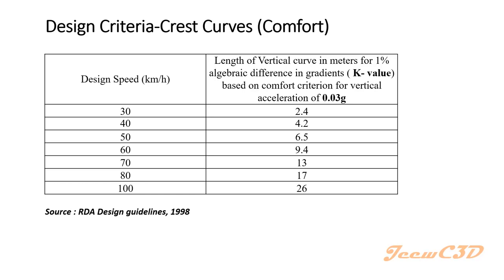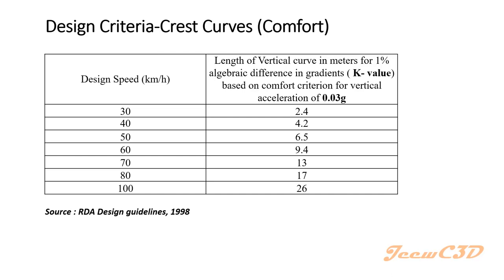In that case, the K value should be 2.4 for a design speed of 30 kilometers per hour and 4.2 for a design speed of 40 kilometers per hour. If the gradient change in a vertical curve is 3%, then this value should be multiplied by 3, because this is the value for 1% gradient change. You multiply 4.2 by 3, that means about 12.6. So you have to use a vertical curve length of 12.6 or higher.